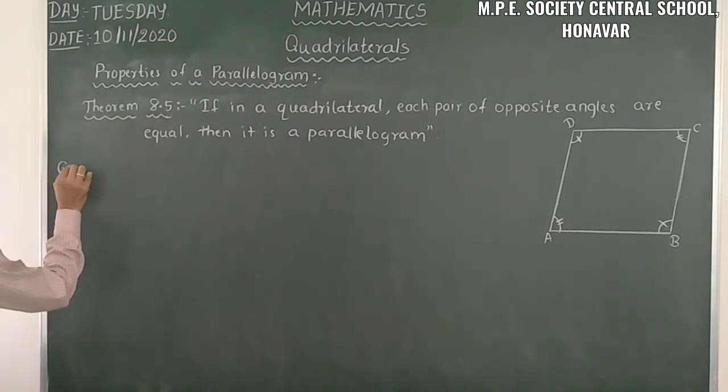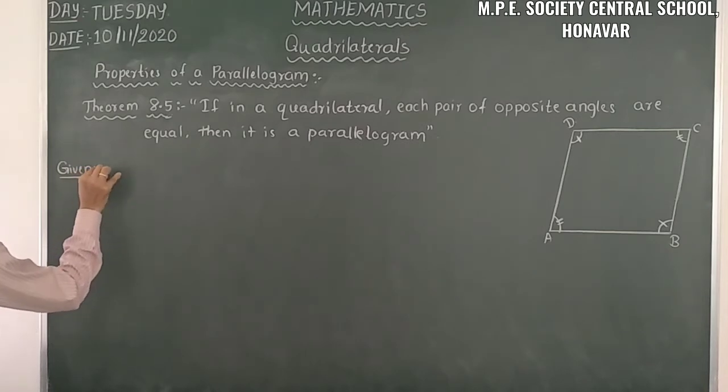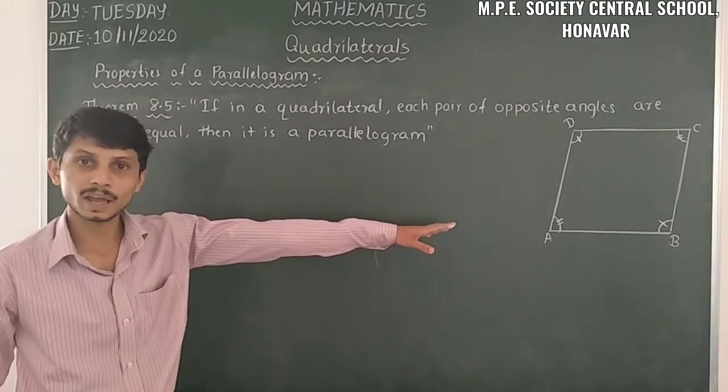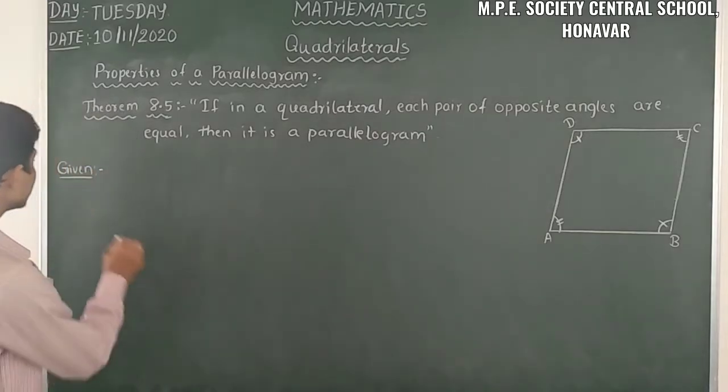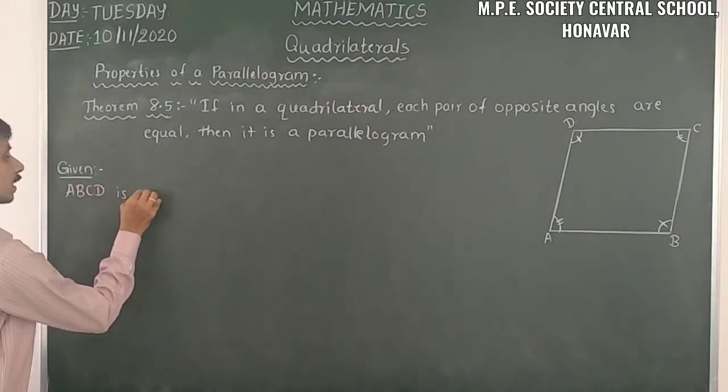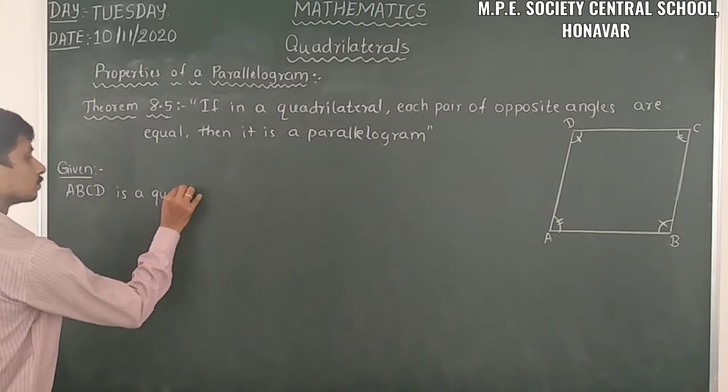What are the given things here? Given that we have a quadrilateral, that is, ABCD is a quadrilateral.